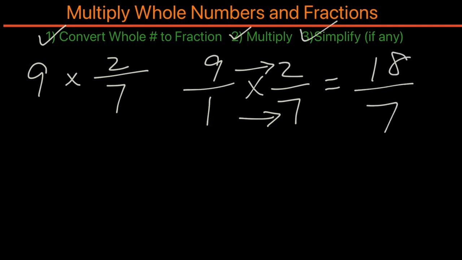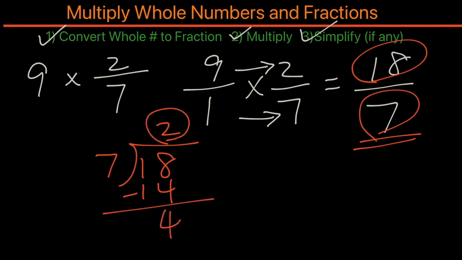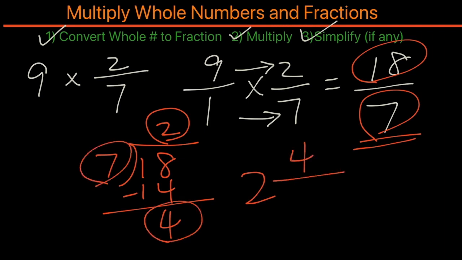Again, this is also an improper fraction, as 18 is greater than 7. So we'll take 18 divided by 7. This is 2. 14. 18 minus 14 is 4. So then we have 2 as a whole. Numerator is 4 from the remainder, and 7 from the divisor. And 2 and 4/7 will be your answer.